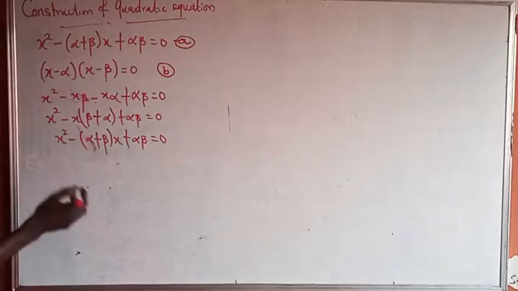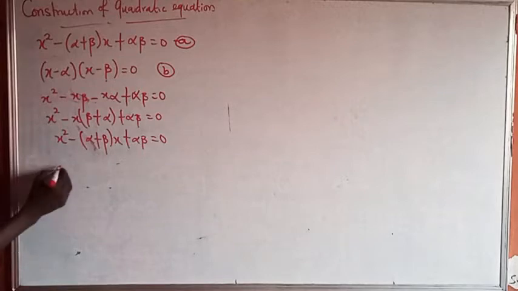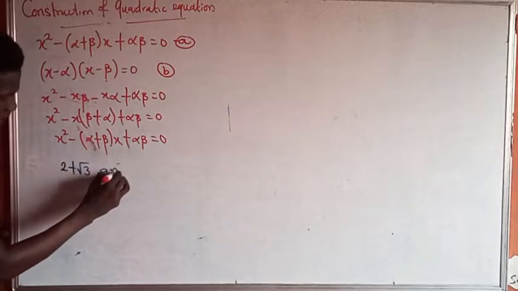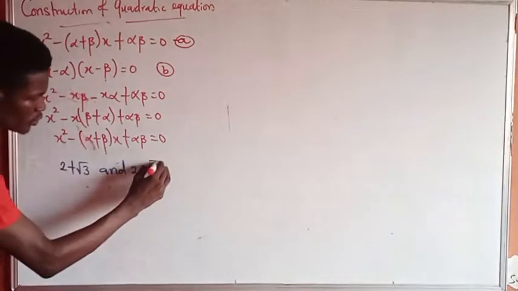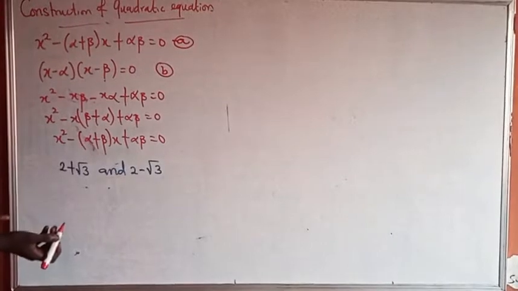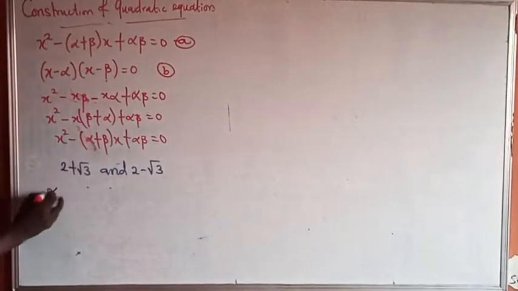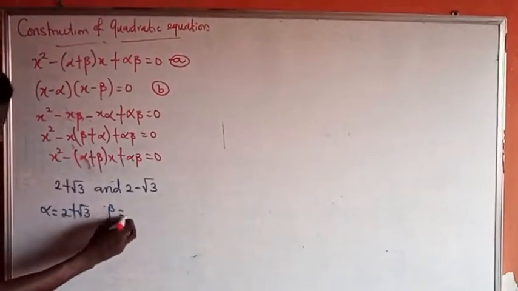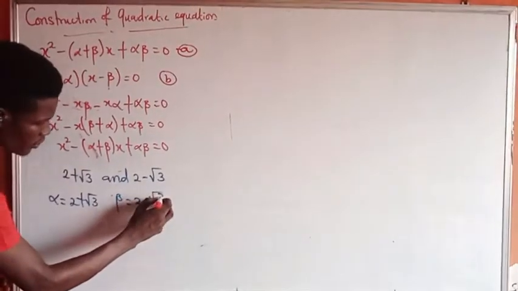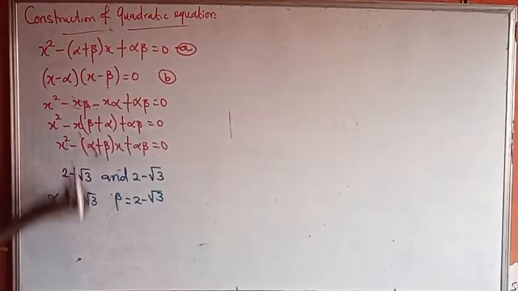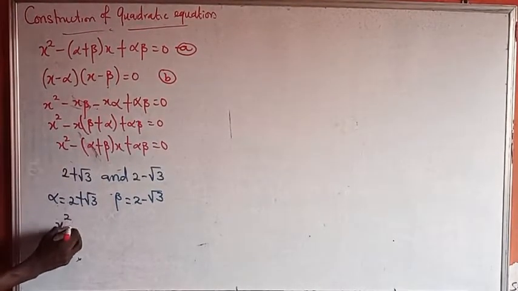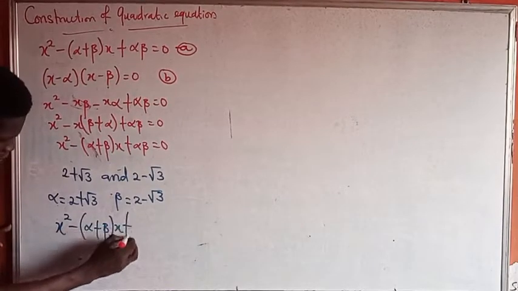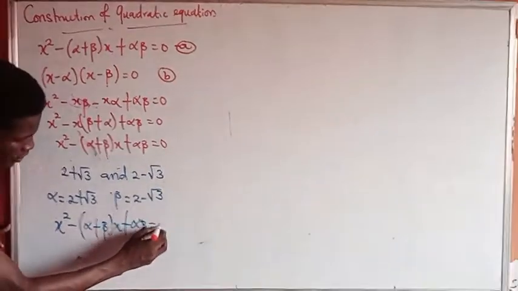To the next one. Let's say I want to construct a quadratic equation with 2 plus root 3 and 2 minus root 3. Now, this is very simple. My alpha is 2 plus root 3 and beta is 2 minus root 3. Using the first formula, x squared minus alpha plus beta x plus alpha beta equals 0.